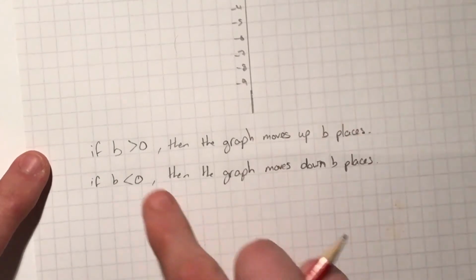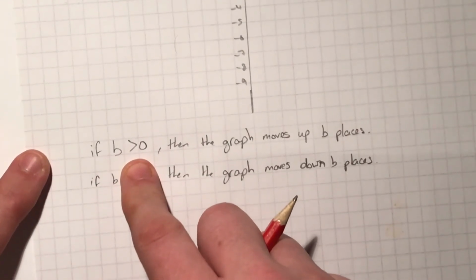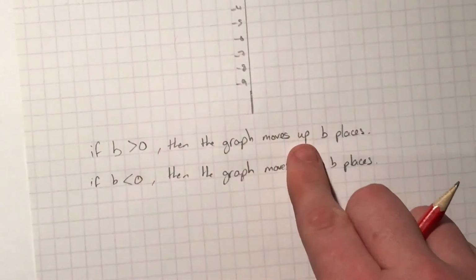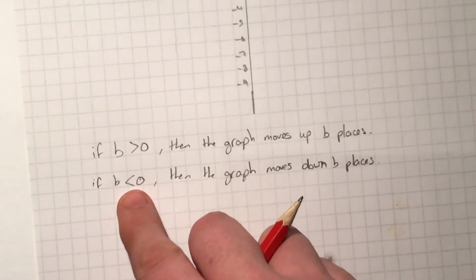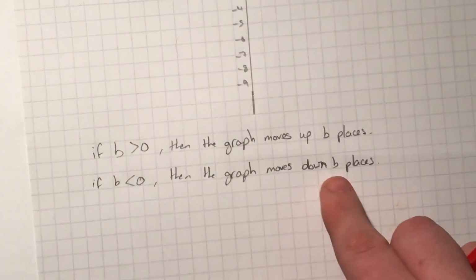What we're saying is, if b is a positive number, if b is greater than 0, then the graph moves up b places, wherever b might be. And similarly, if b is less than 0, then the graph ends up moving down b places.